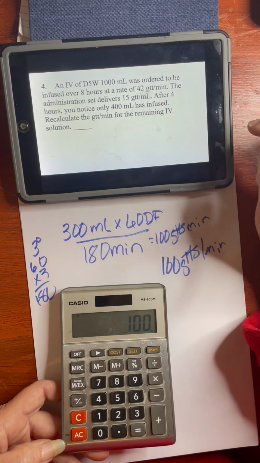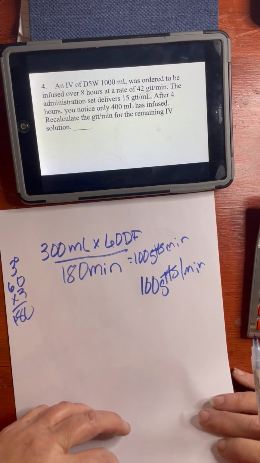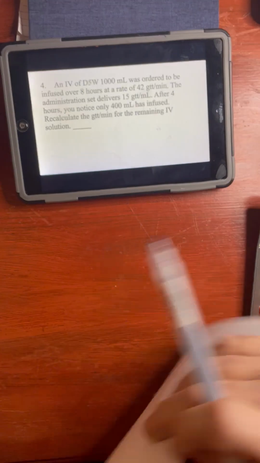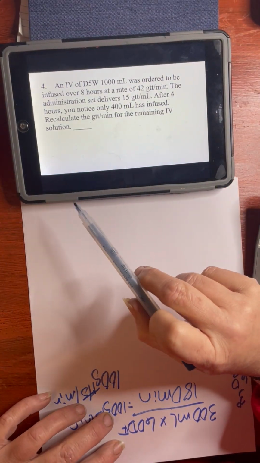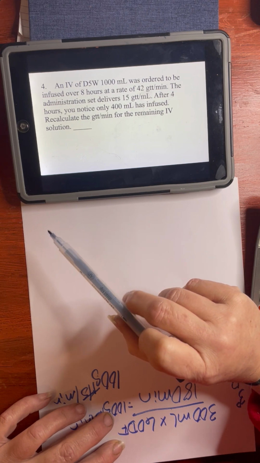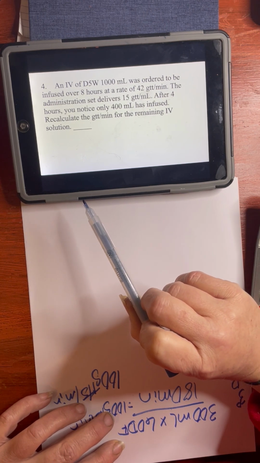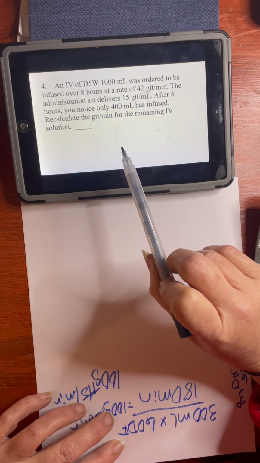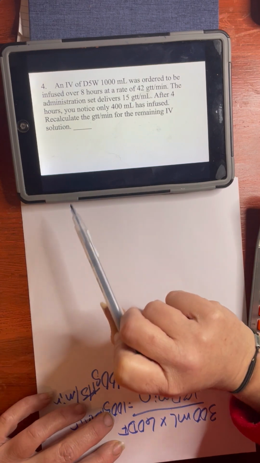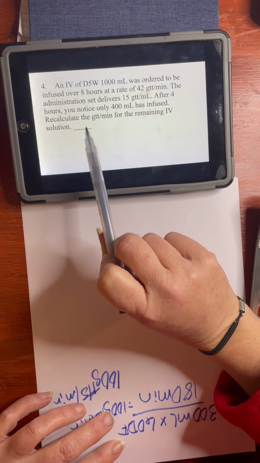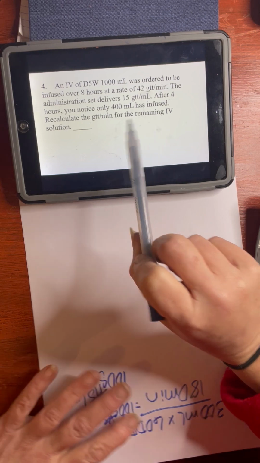And we're moving on. Okay. An IV of D5W 1,000 milliliters was ordered to be infused over 8 hours at 42 drops per minute. The administration set delivers 15 drops. After 4 hours, you notice only 400 milliliters has infused from that 1,000. Recalculate the drops per minute for the remaining amount.